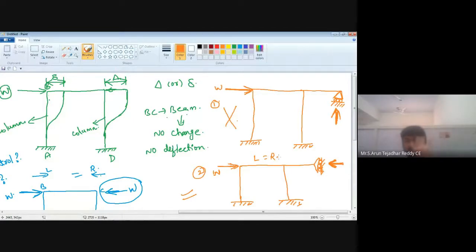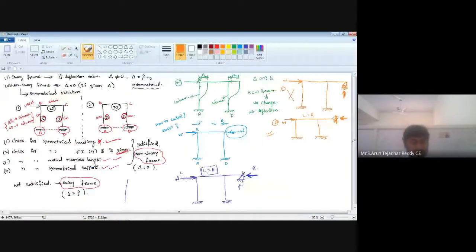First, check the 4 conditions. Other than the 4 conditions, you need to check the supports also, whether the given support will control the deflection or not. Not only the 4 conditions, you need to check the supports again. All of you take a screenshot up to here.